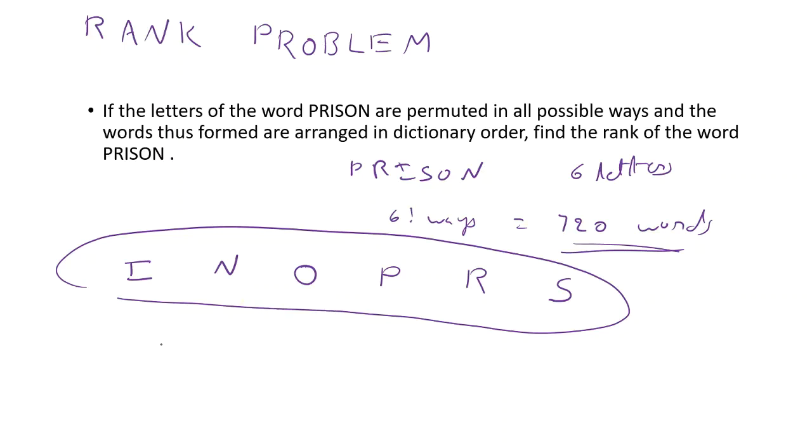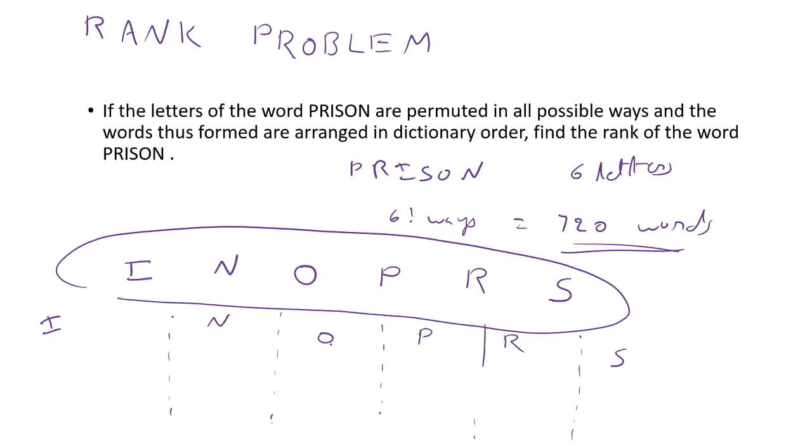So this dictionary will have pages. First page contains all the words which begin with I, second page contains all the words which begin with N, third page contains all the words which begin with O, fourth page contains all the words which begin with P, the fifth page contains all the words which begin with R, and the sixth page contains all the words which begin with S. So in this dictionary we have only these 6 pages.